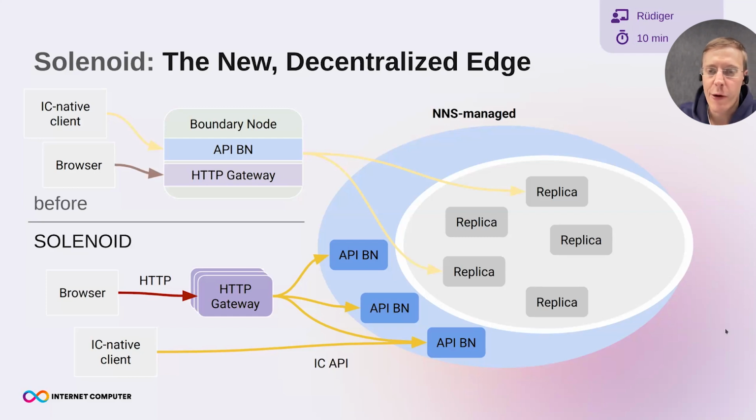Now, from this overview, it might look quite simple. Just take the boundary node, split it in two, and we're done. Unfortunately, it was not exactly like that. We also used this as an opportunity to completely redesign the internals of the boundary nodes, fix some issues, and just make improvements along the way. And that's what we want to look at on the next slide.